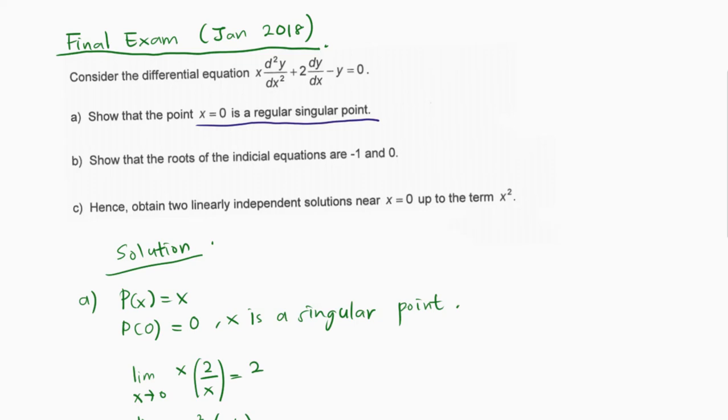And then show that the roots of the initial equations are -1 and 0. And lastly, obtain the two linearly independent solutions near x equal to 0 up to the term x power of 2. Automatically, you know that in this case, 3. Why? Because both initial roots are integers. There is no fraction there.